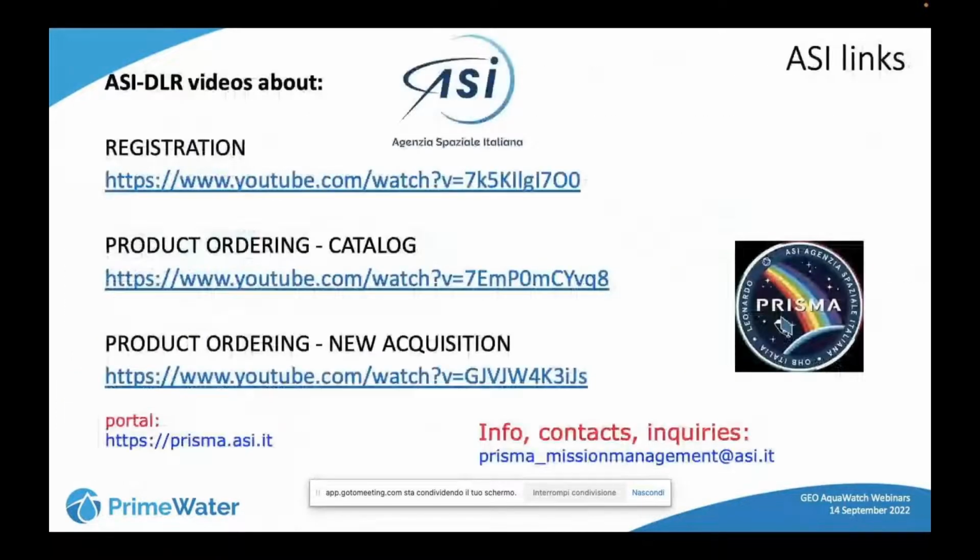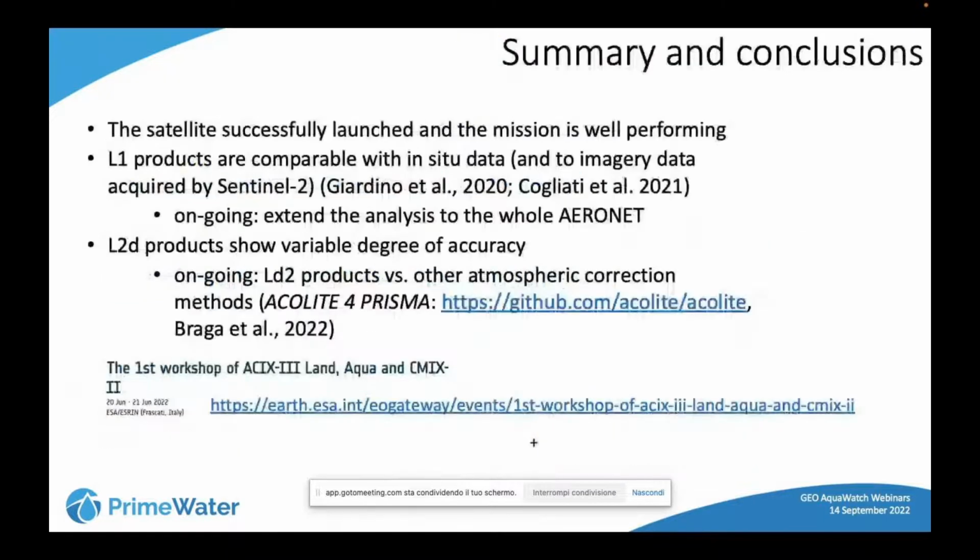There are also other sources of information prepared by the Italian Space Agency and the German Space Agency. In particular, those help you with the registration for the license agreement, which can be a little bit naive, but it's mandatory to work with Prisma. And as we did for PrimeWater, the Italian Space Agency also provides videos to help you order the data and collect new data, with some links and email if you have any technical questions about Prisma.